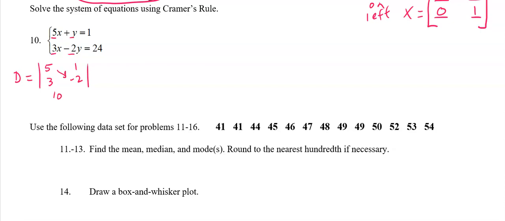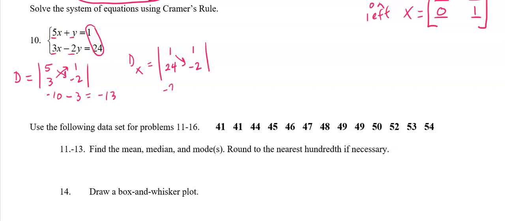So negative 10. You always subtract when you're finding determinants. Negative 10 minus 3 is negative 13. All right, now we're going to find the determinant called d sub x, and this is where we take the constants. Constants are numbers that do not have variables attached. And we put those constants in place of the x's. So d sub x means replace the two x coefficients, and the y's are going to stay like they were, and we find that determinant.